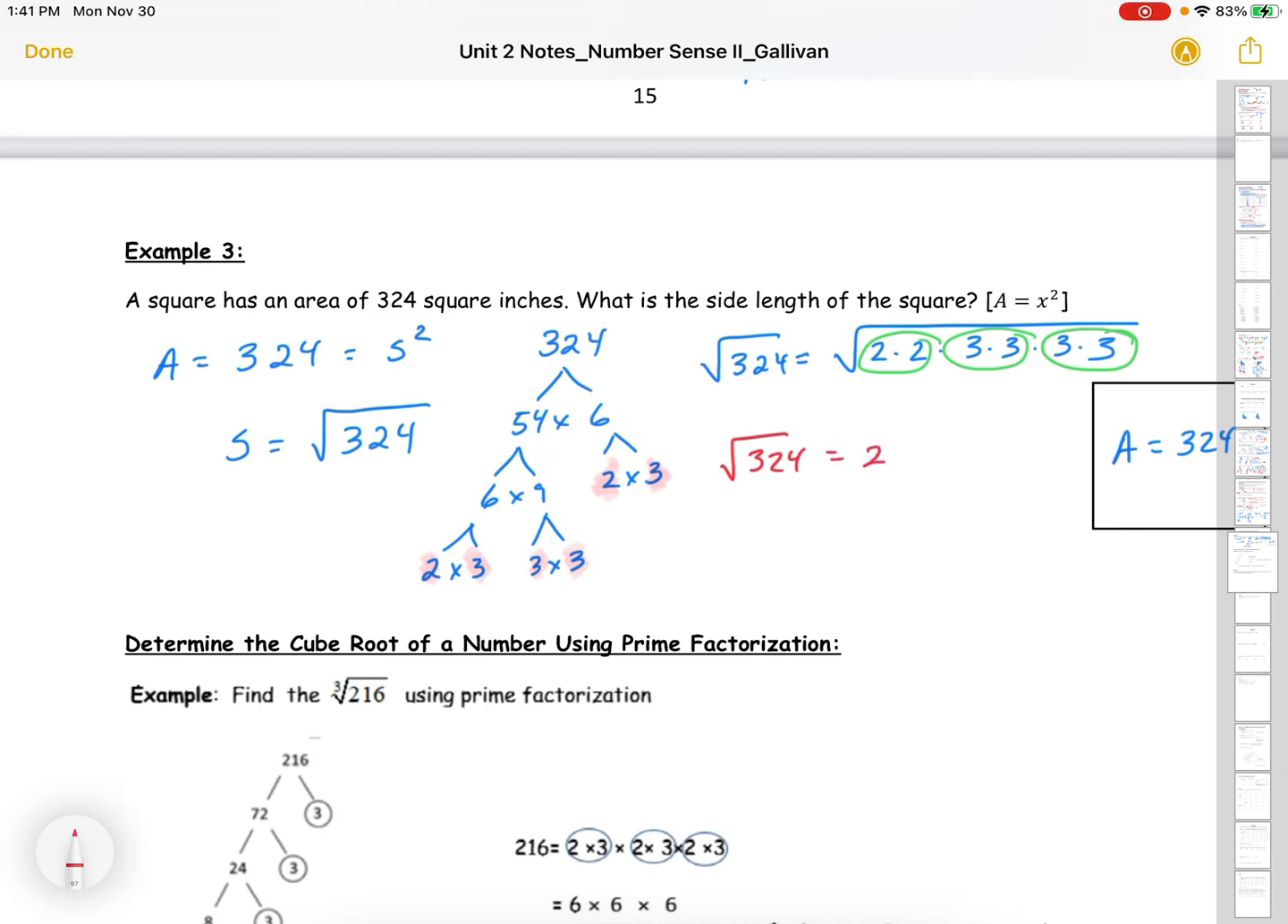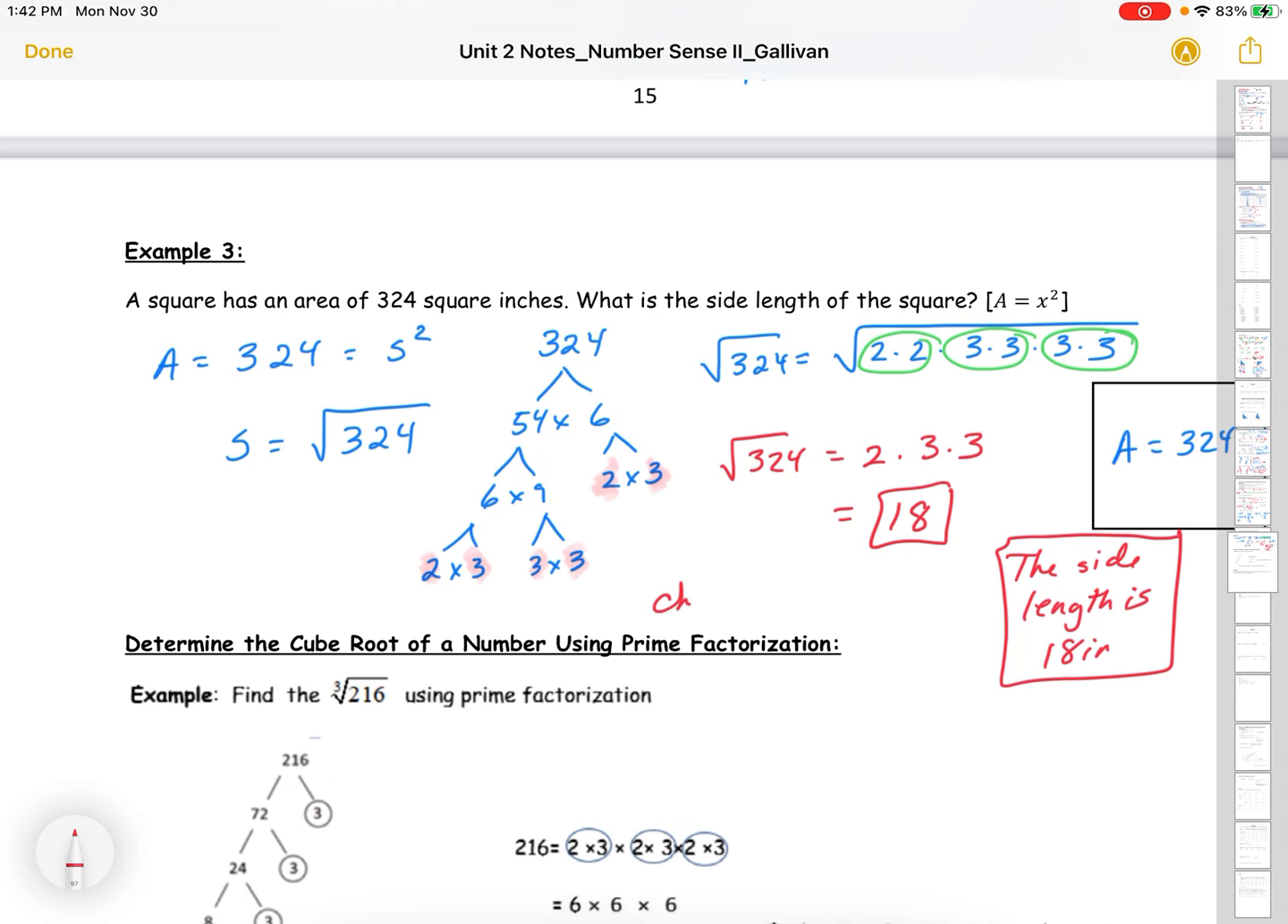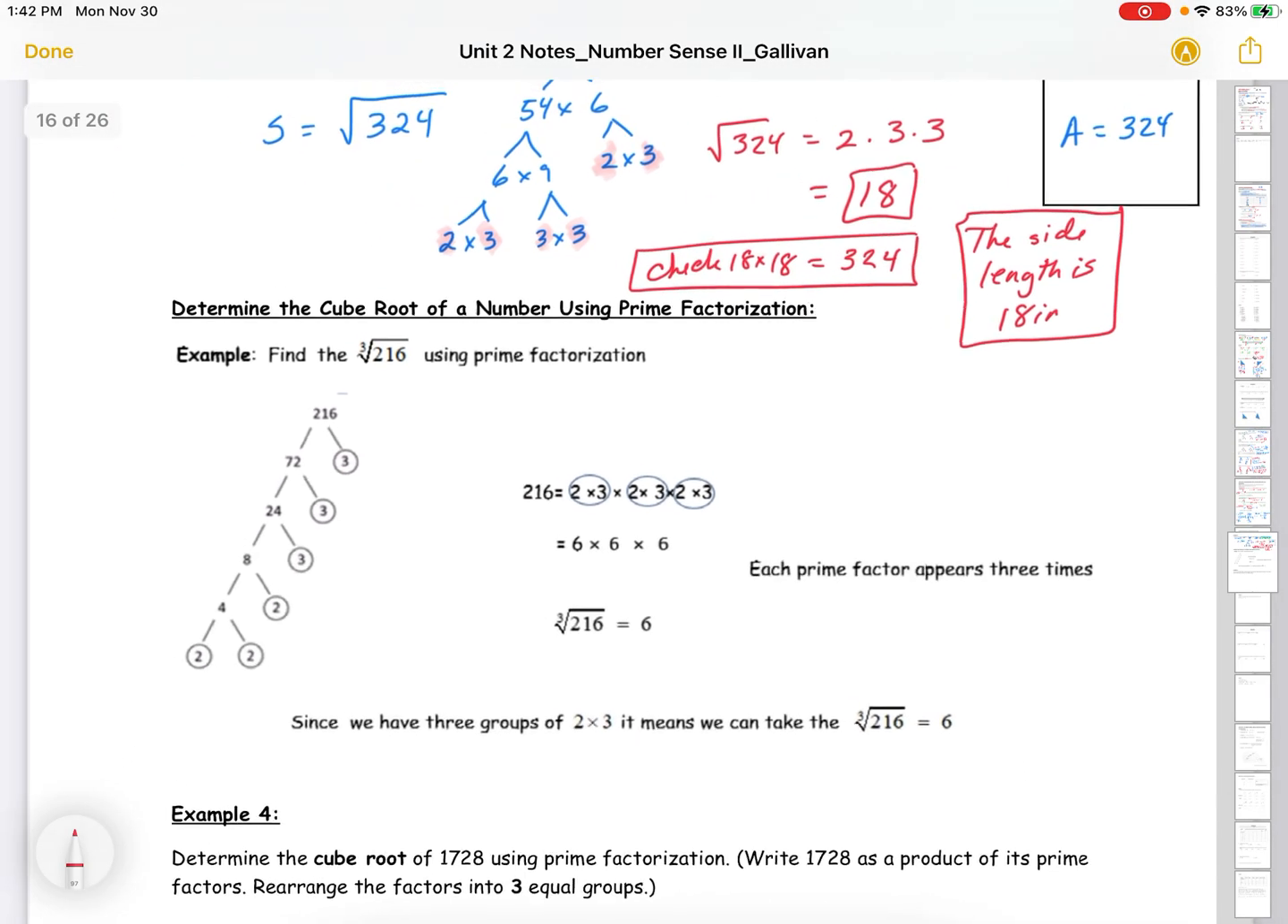So the square root of 324 will equal 2 times 3 times 3, which equals 2 times 3 is 6, times 3 is 18. Okay, and again, it's a word problem, so you could write out the side length is 18 inches. Okay, and just do a little check. 18 times 18 does indeed equal 324. Okay, a check is never a bad idea.